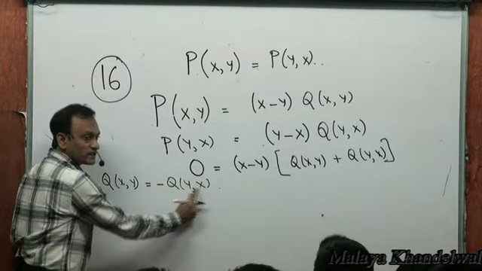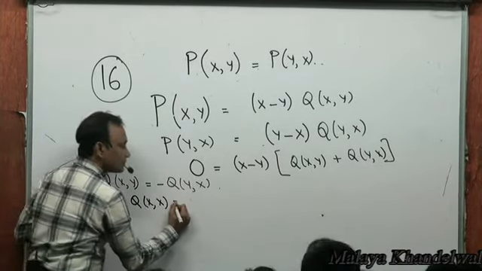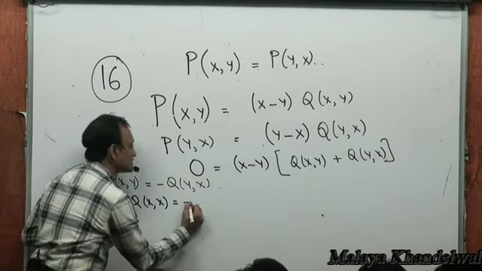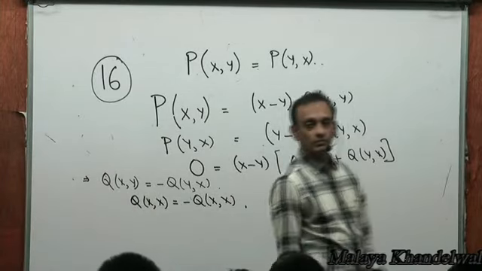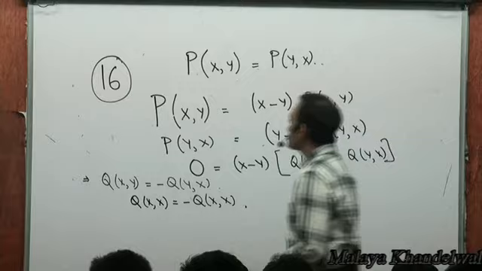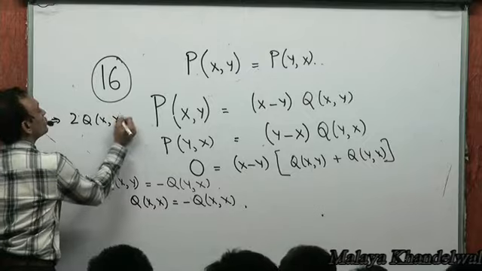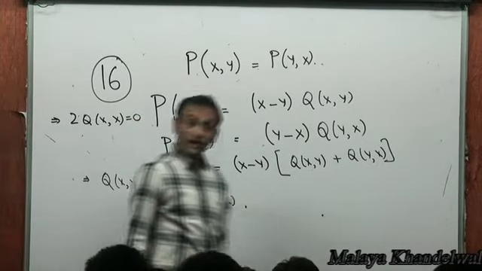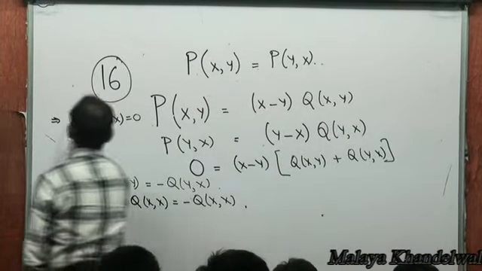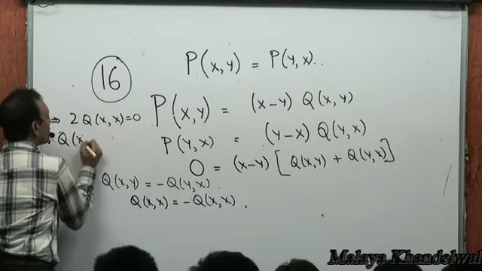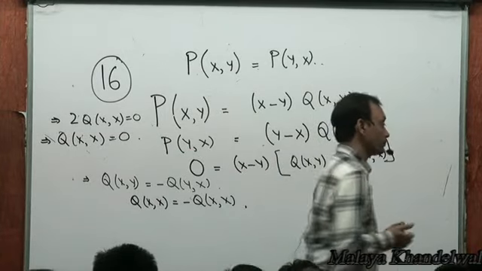Now put y equal to x in both. That means q(x,x), replacing y by x, must be the same as minus q(x,x). Can this be said? Which means what? Means 2q(x,x) must be 0. Yes or no? Transposing, which means q(x,x) must be 0. Yes or no? Now, we are done.